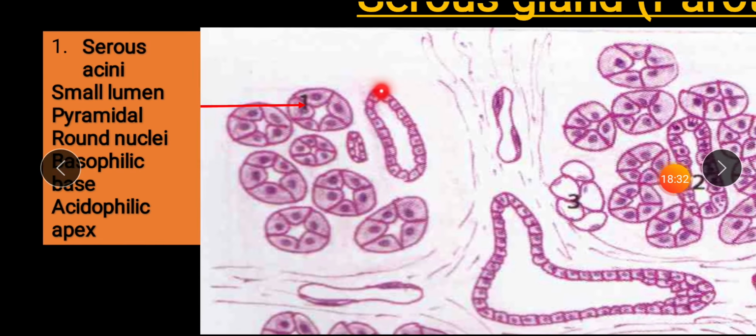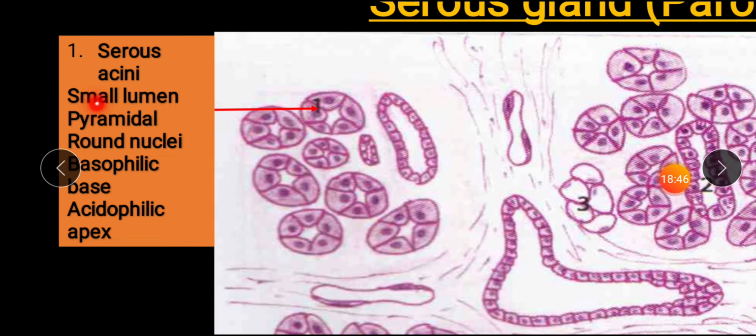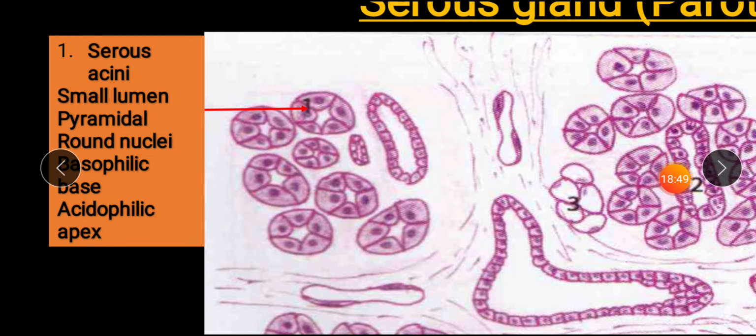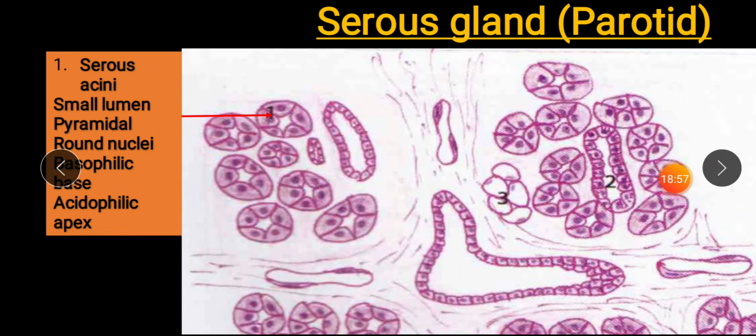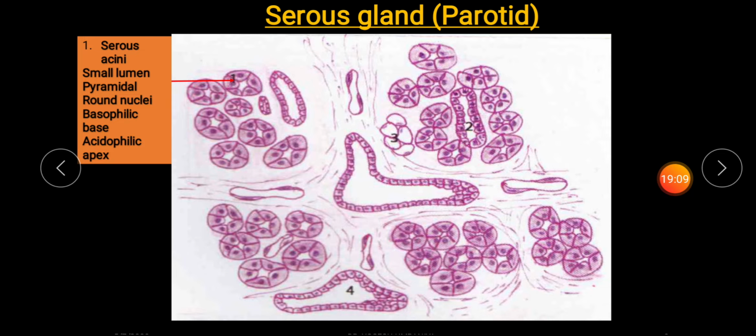This serous acini is going to stain darker as compared to the mucous acini. If you notice the cells forming this acini, they are pyramidal in shape, having a small lumen and round nuclei. The cell has basophilic staining at its base and acidophilic staining at the apex. Why is there a difference in the staining property? We should understand that.